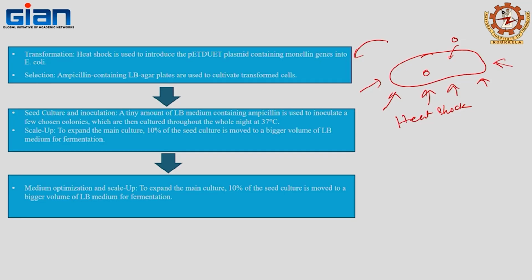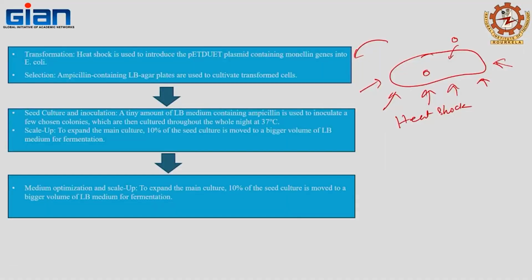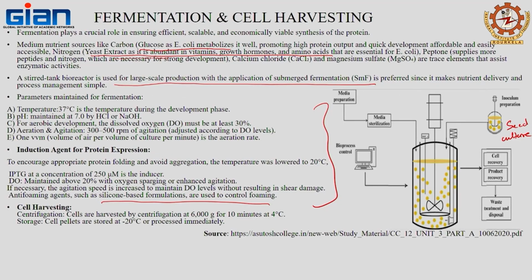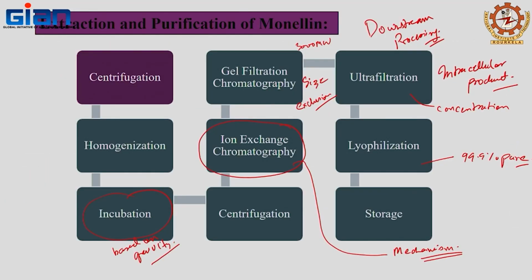One question that I had: heat shock is to generate pores in the cells so that the plasmids can enter, if I understand correctly, as with electroporation. Yes, sir. So, the way we add plasmids into a cell is either by electroporation or by heat shock. Yes, sir. So, you make the membrane open a little bit so that the plasmid can get inserted. Okay. Yes, sir.